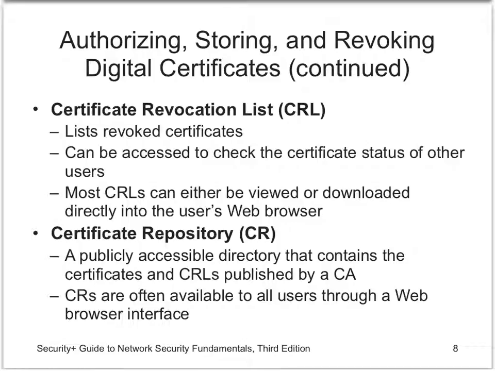The certificate revocation list, in fact, when we did the email lab in here, this is one of the things that was created, a revocation certificate, and I had you save it to the C drive. What this is, a CRL, it lists revoked certificates. In fact, you can actually look at your web history in Internet Explorer. It'll show you certificates that are stored locally on your PC or Mac. It'll also show you how long it has before that certificate expires, or if it's already expired. It can be accessed to check the certificate status of other users. Most CRLs can be viewed or downloaded directly, like I just mentioned, via the web browser.